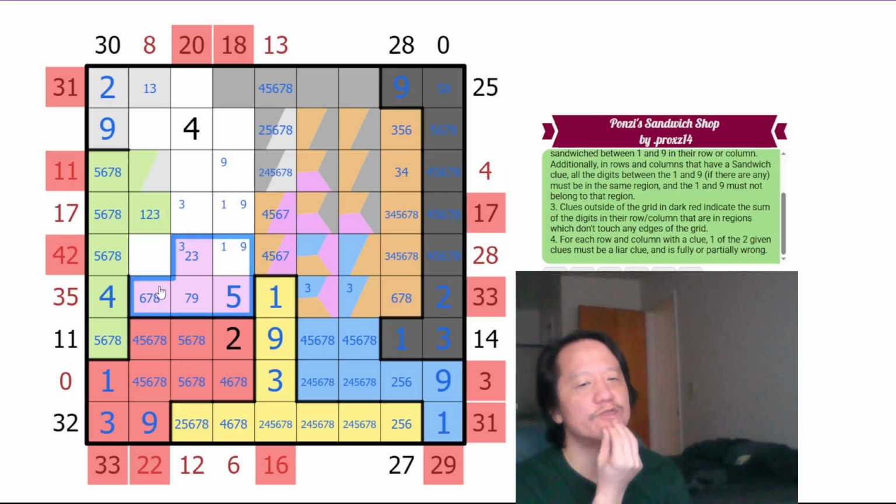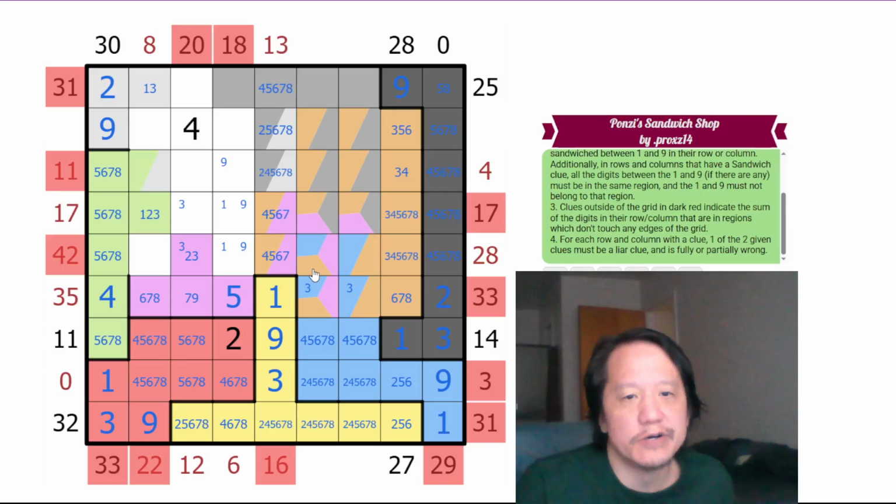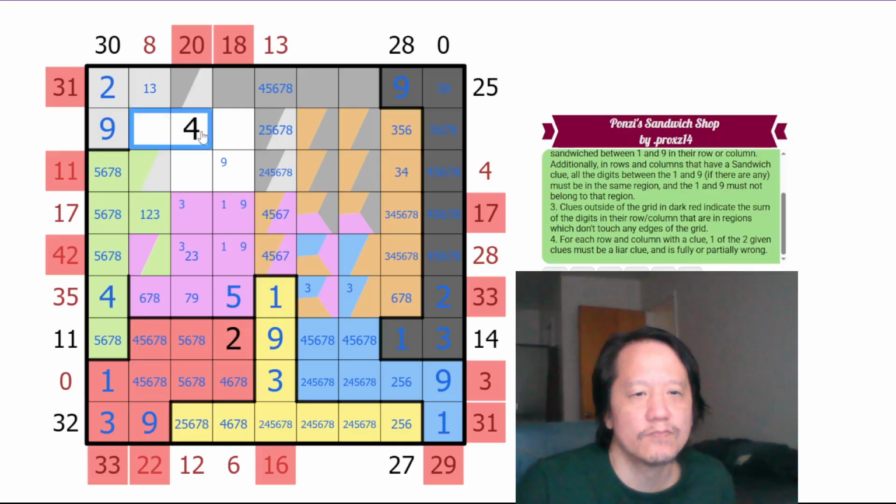17 in row 4. Pink cannot reach here because that would force that to be a 1. Right, so pink has to be all here. So pink could technically be here or here. This could be green. Here. This is light or medium. This is green, light, or medium here. This could be green. This could be green, light, or medium. This could be light also. I don't really know.